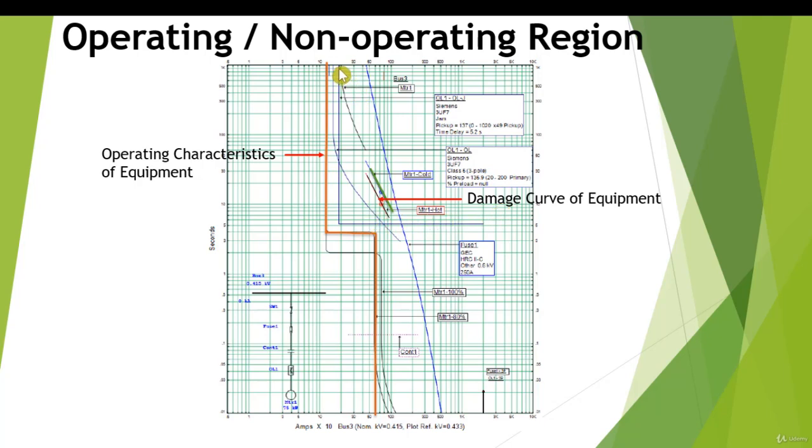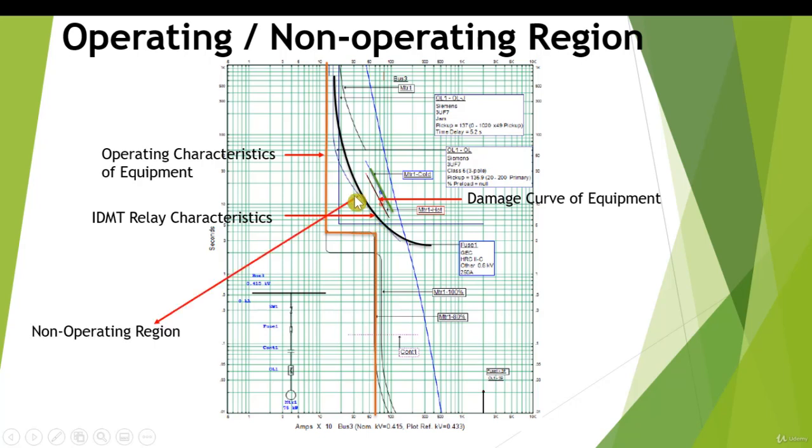So the actual relay characteristic should be set somewhere in between these two curves. Here the IDMT relay characteristic is shown above the operating characteristic of equipment and below the damage curve of equipment. Now once you plot the relay characteristics, the region below this relay characteristic is called the non-operating region, and the region above this relay characteristic is called the operating region.